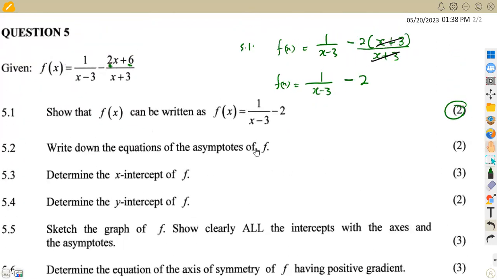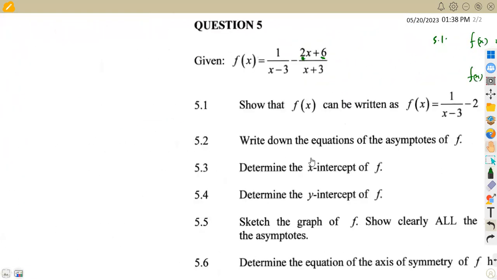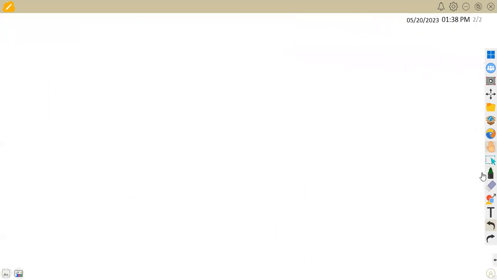5.2, write down the equation of the asymptotes of f. So take note on a hyperbola that if you are given this f of x in this format, we simplified this and we got 1 over x minus 3, minus 2. The asymptotes are simply taken from the x values.